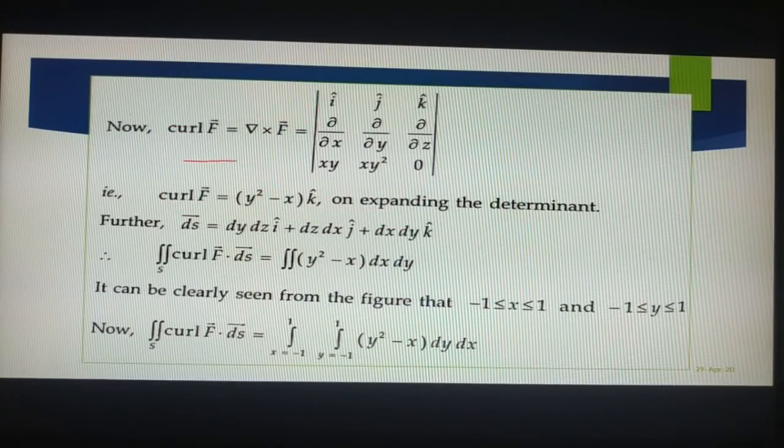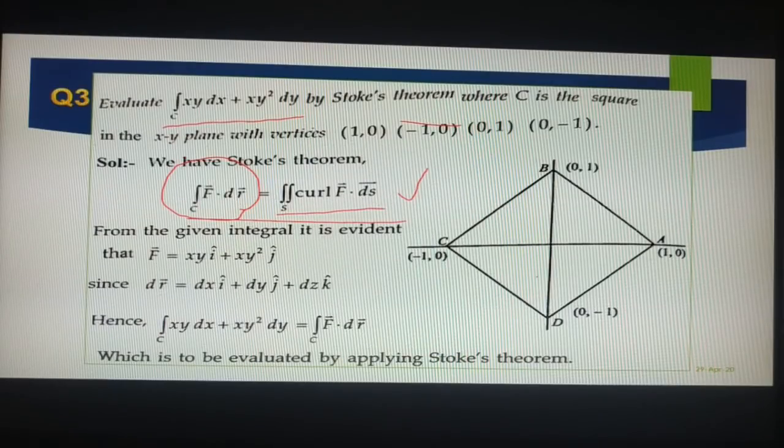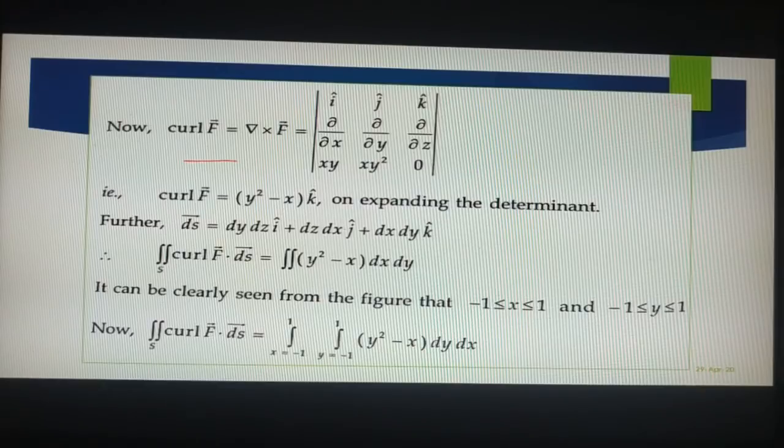So the RHS side is the curl, del cross f bar. Here they have given only two components. Therefore, you write down those two components, with z equal to 0, and while expanding the determinant we got this result.